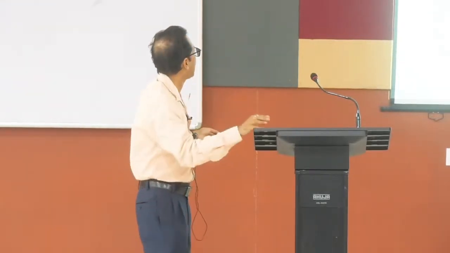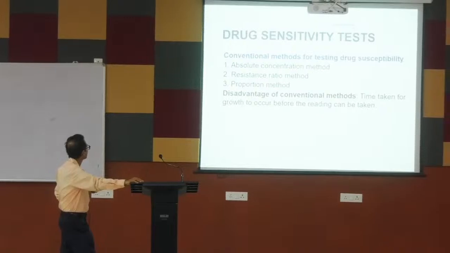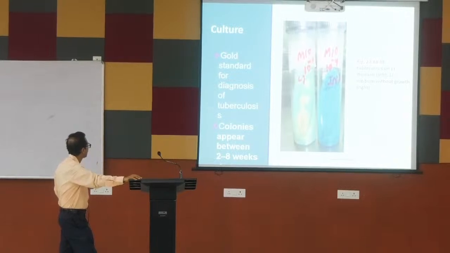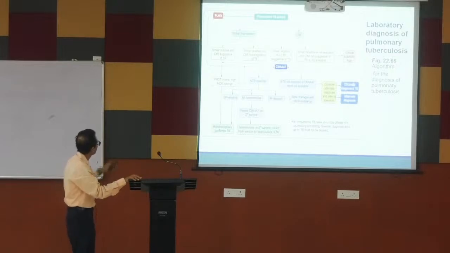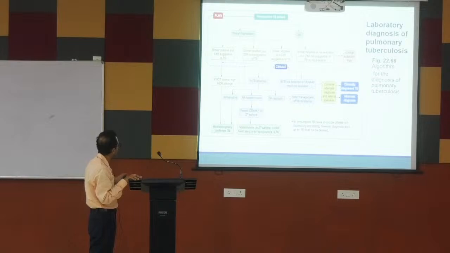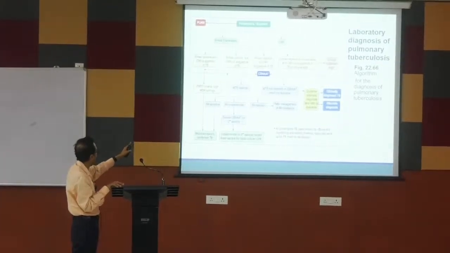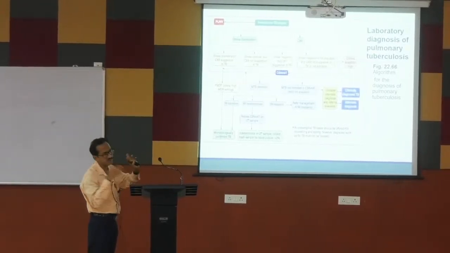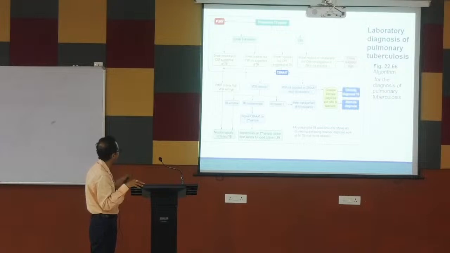Some part of the algorithm is complicated. Smear positive but chest x-ray not suggestive, smear negative with chest x-ray suggestive, smear negative with chest x-ray not suggestive. If MTB is detected, or CBNAAT result is not available, then you do rifampicin sensitivity. If microbiologically confirmed and rifampicin intermediate, repeat CBNAAT. If rifampicin is equivocal, not given, or resistant or not resistant, then go for repeat CBNAAT. If rifampicin resistant, refer for management of rifampicin-resistant TB.